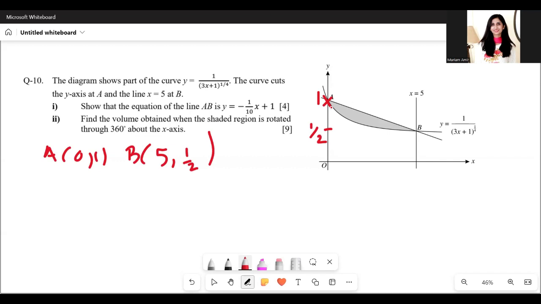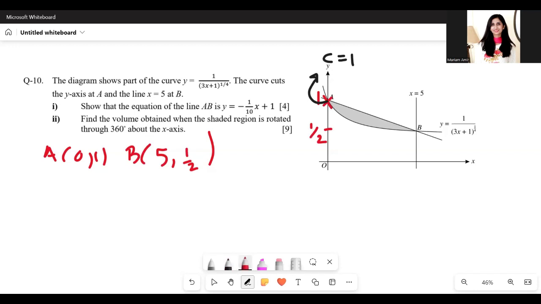Now we have to find the gradient of this line and then its y-intercept. Y-intercept is already 1, so we will not be wasting time finding c. C is equal to 1, we already know. C is where your line cuts the y-axis, and from the graph, we can see that that's 1. So all that's left to find is the gradient.